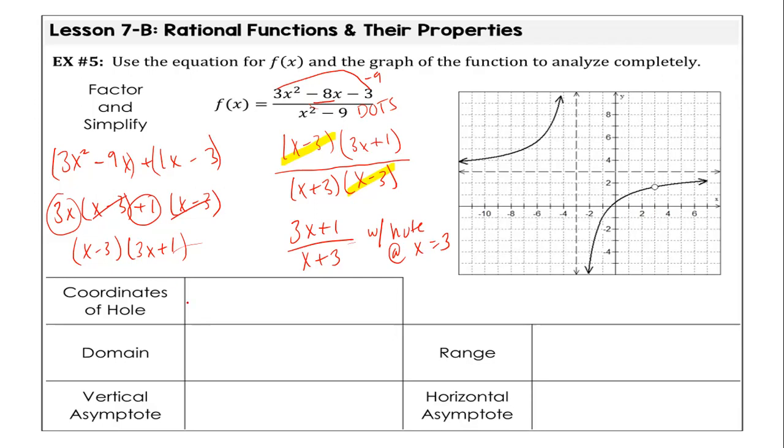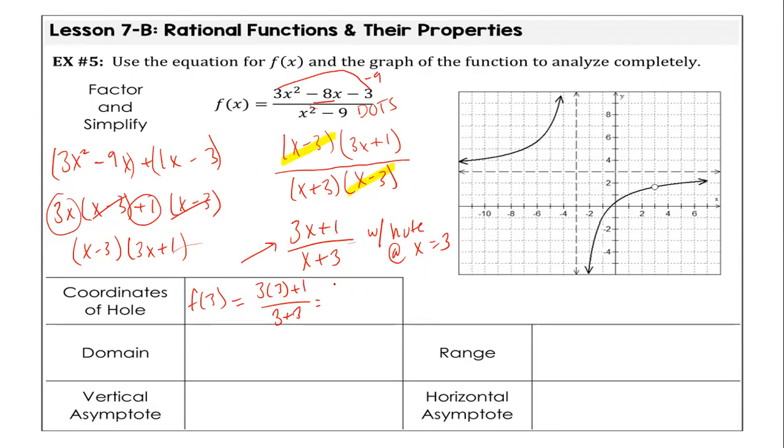All right, so the coordinates of the hole. How do you find the coordinates of the hole? Well, you know your x value. To find your y value, you're going to plug it into the simplified function. So we're looking for f of 3. When we plug this in, we get 3 times 3 plus 1 over 3 plus 3.